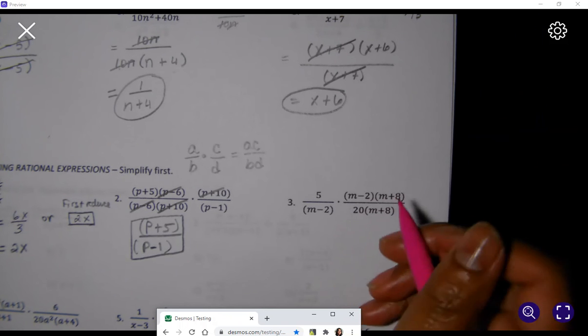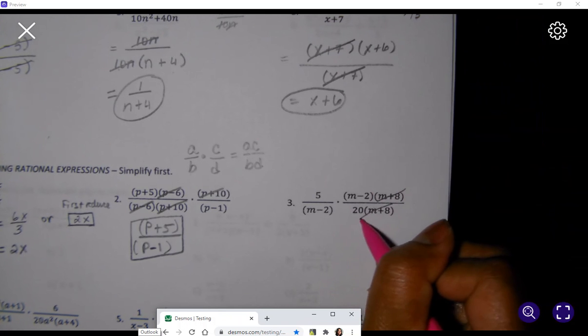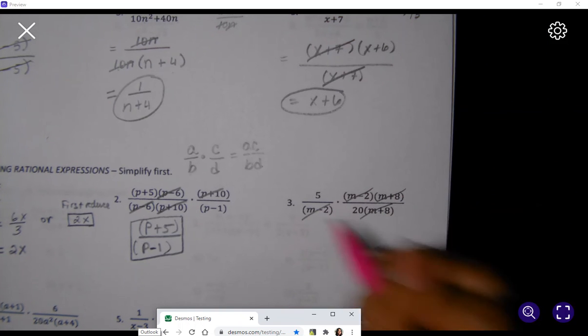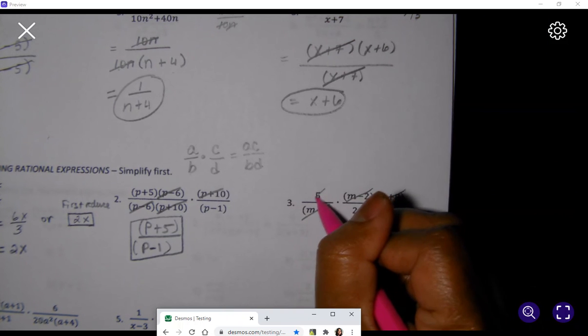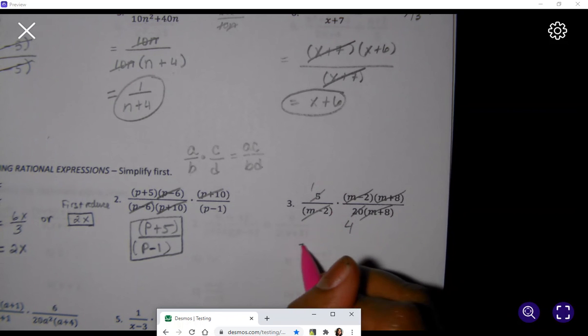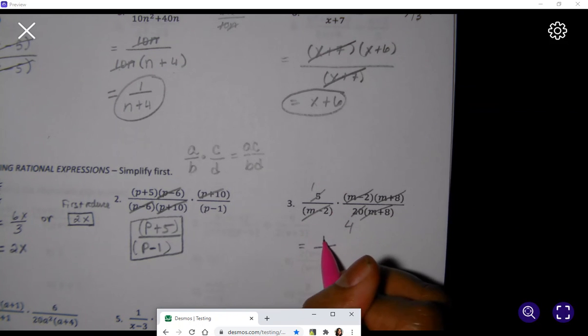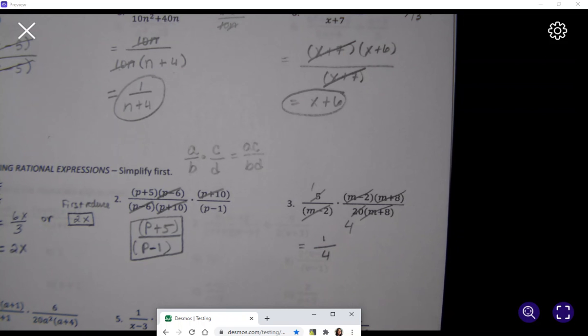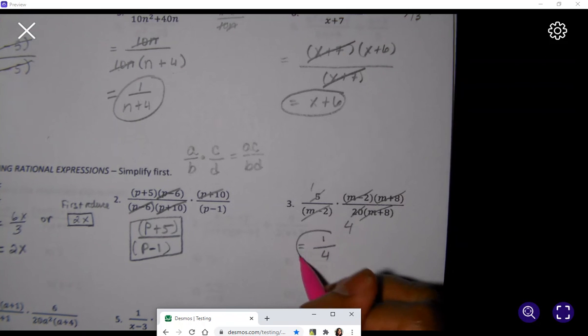Okay, so this one, I can cancel these two out. I can cancel these two out. And then 5 goes into 5 once, 5 goes into 20 four times. So in the numerator, I have 1, and the denominator, I have 4, and that's my answer.